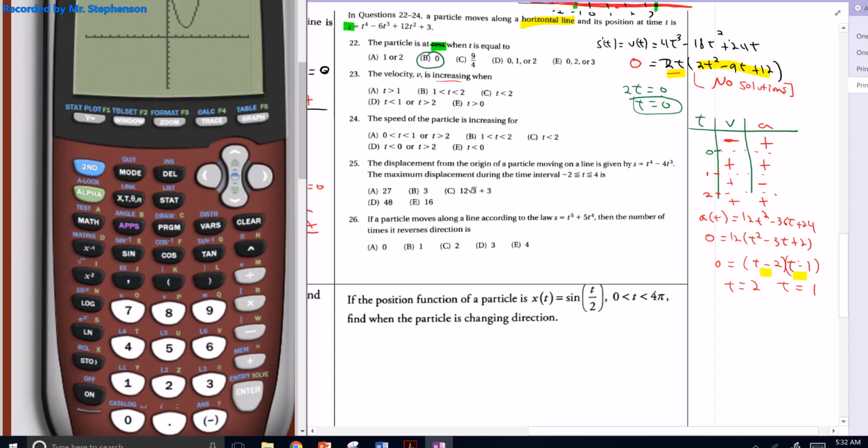So because this is velocity, velocity will increase when the velocity is positive and the acceleration is positive, right? And so that happens here, and then after 2 as well. Velocity is increasing. Oh, you know what? There.